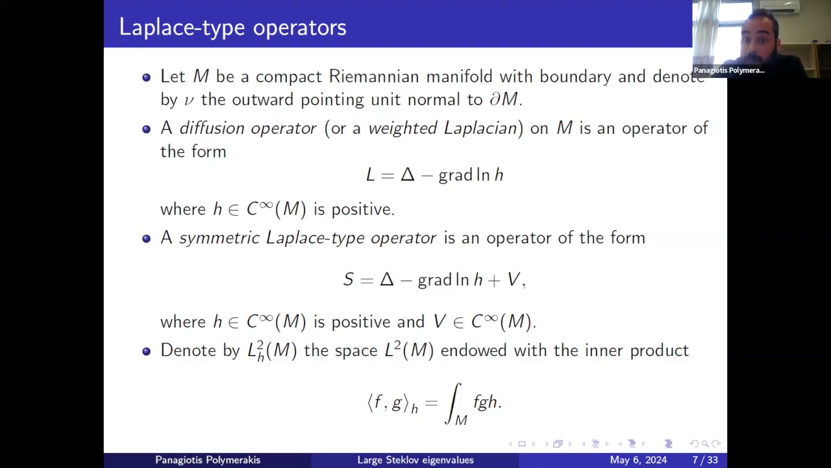Or generally, a symmetric Laplace type operator on our manifold is just a diffusion operator plus a smooth function, which we call the potential, S. It's quite customary to consider such operators on Riemannian manifolds in weighted L2 spaces rather than L2 spaces themselves. More precisely, if we have such a Laplace type operator, we consider it in the weighted L2 space, L2 with index h of M, which is just the L2 space with this inner product.